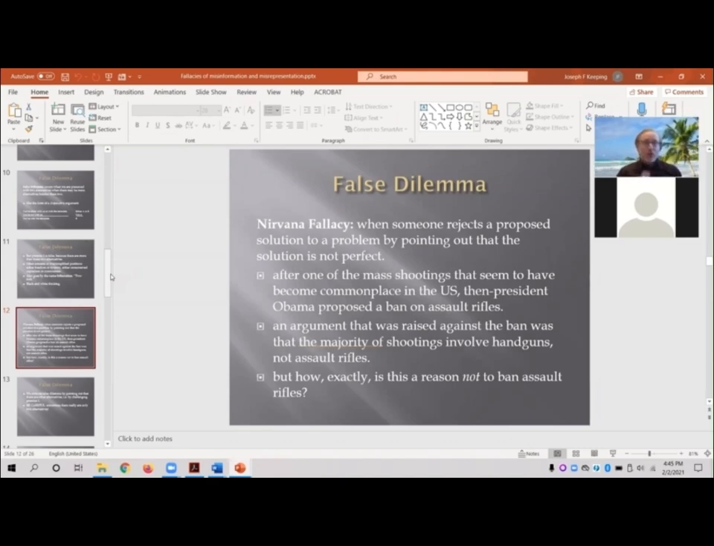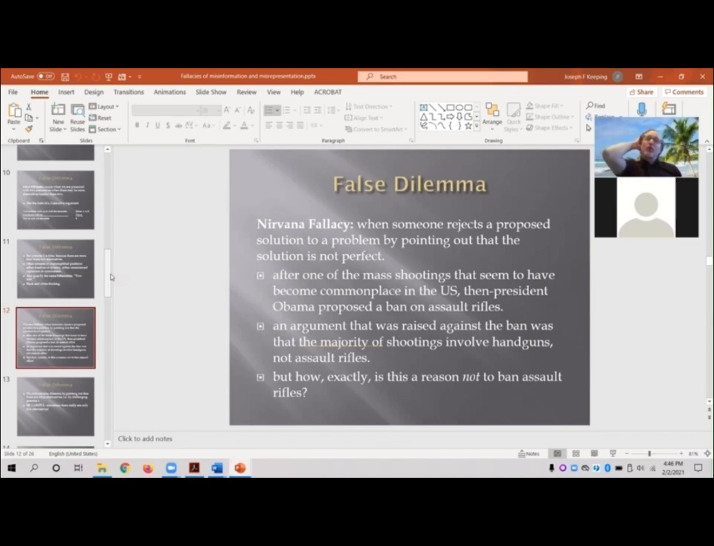It is impossible to completely eliminate them. So anyway, the logic of the nirvana fallacy is somebody proposes something and you want to reject that proposal, so you point out that it's not perfect. You point out that it won't completely solve the problem. It'll only help. It'll only ameliorate the problem.